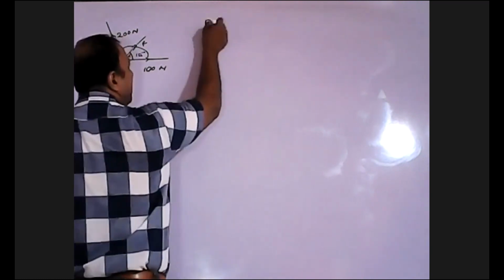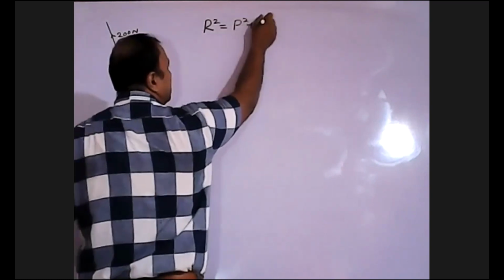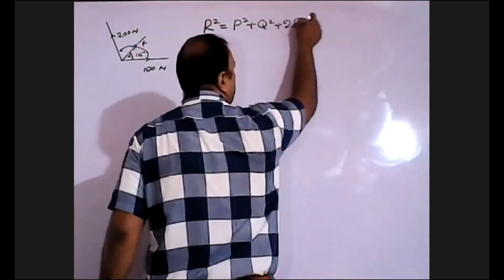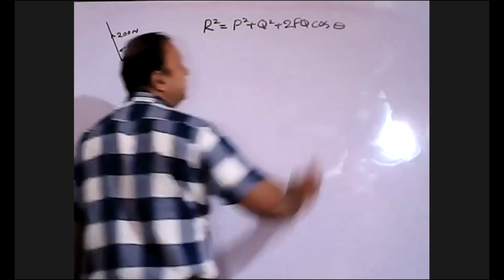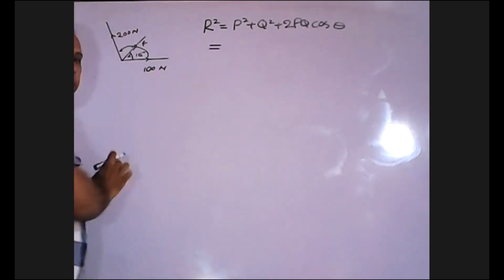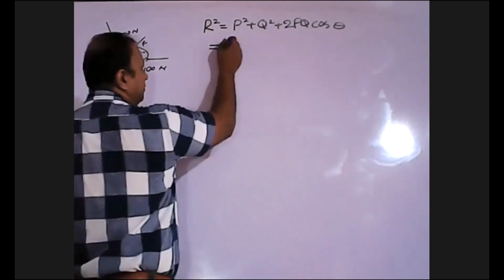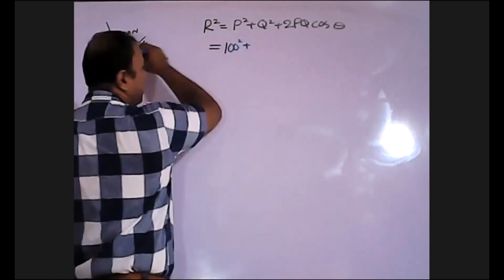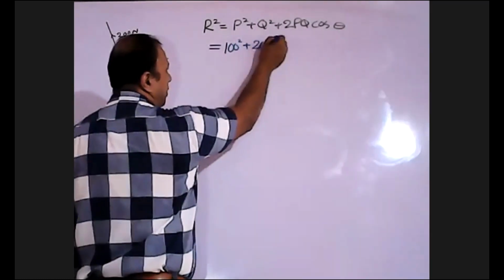Then you have to apply the values for the equation. Here, this is my equation. R squared is equal to P squared plus Q squared plus 2PQ cos theta. Then you have to apply each and every value into this equation. Okay. R square. Here P square is 100, no? P is 100 squared. Q is 200 squared.